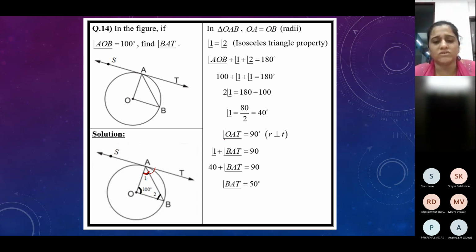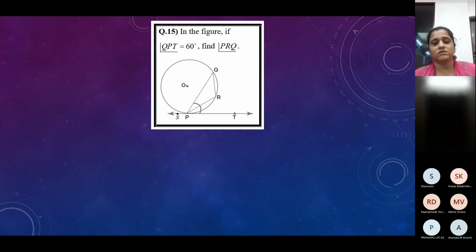So you shouldn't think how she's written this and suddenly this one. Continuation. I've written OAT is 90. And what is OAT? OAT is nothing but angle 1 plus BAT. And angle 1 is 40 degrees plus BAT is 90. So BAT is 50 degrees. I've written this, and OAT is angle 1 plus angle BAT. Yeah. Try this.